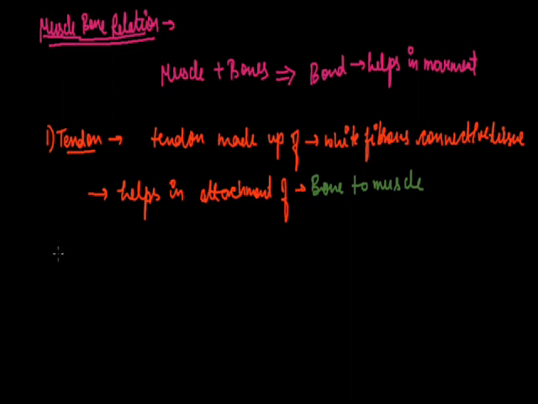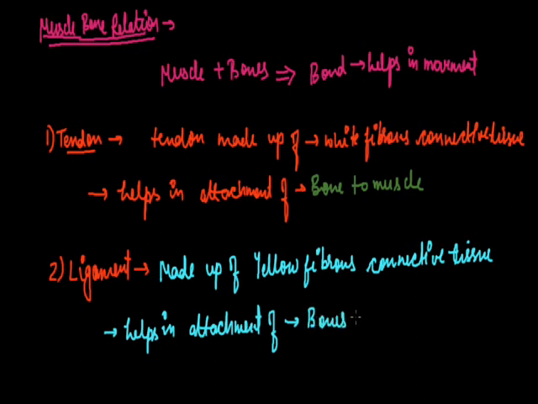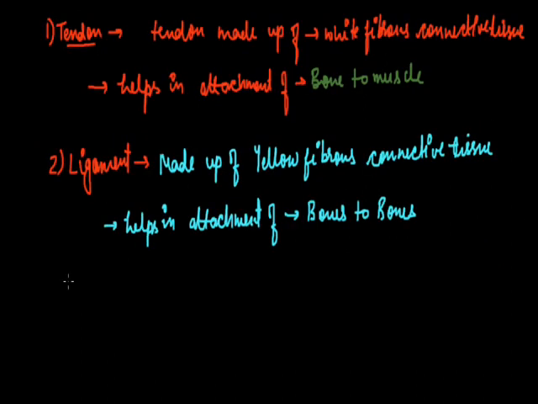The second term we are studying in muscle bone relation is ligament. Now ligaments are made up of yellow fibrous connective tissue or elastic connective tissue, and they attach bones to bones. So it is all about the relationship between bones and muscle.